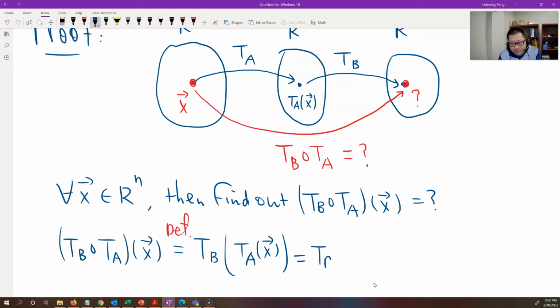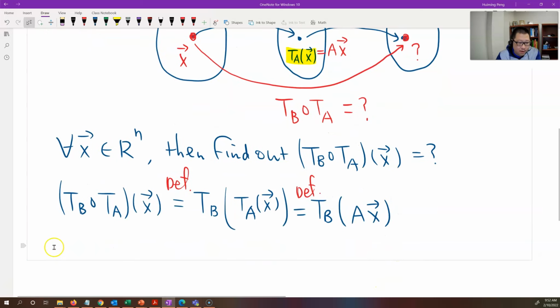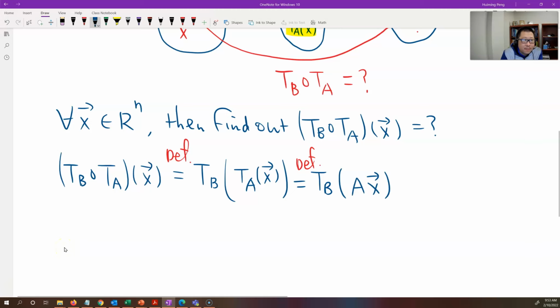And then one more step. What is TA at X? Definitely we know this should be A times X, because TA is a matrix transformation and A is the corresponding standard matrix. Therefore we have A times X. This is also a definition, the definition of a matrix transformation. And then one more step. Because TB is also a matrix transformation, I get B times A times X. It is also a definition. So all of these are definitions.